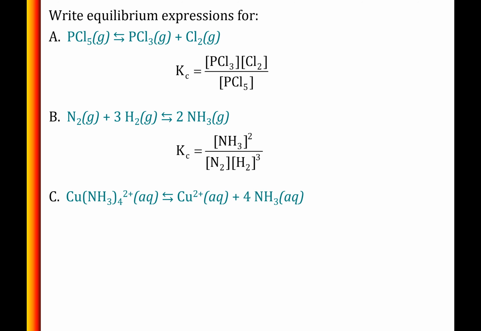Okay, the next one, a little more complex system now. So we're going to do the same thing. So we'll just take the concentration of our products, and here we have a 4. So this 4 becomes the power here. And at the bottom, we only have this charged copper complex. Okay, so just write the concentration of our reactants. Okay, and that becomes your equilibrium expression.